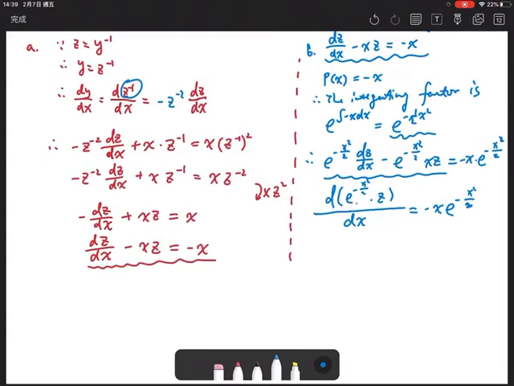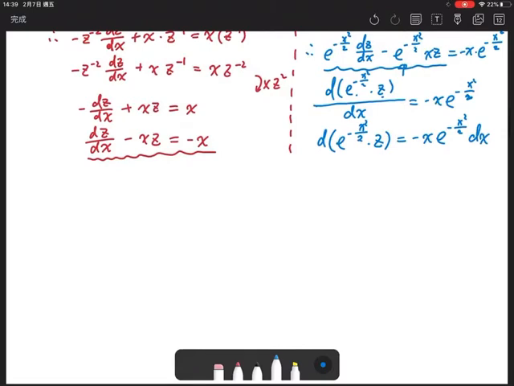Actually it is true. Take dz and keep e to the power of negative x squared over 2, and for the other one keep z and differentiate e to the power of negative x squared over 2. It is a composite function, and then d of the inside function is negative 2x, so here we cancel the over 2. So it is true. Now we can write e to the power of negative x squared over 2 times z equals negative x e to the power of negative x squared over 2 dx, and then we do integration on both sides.